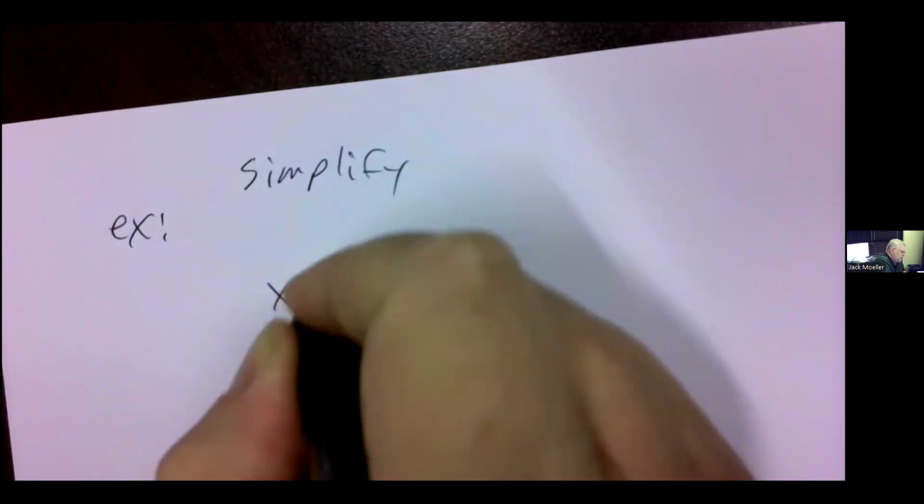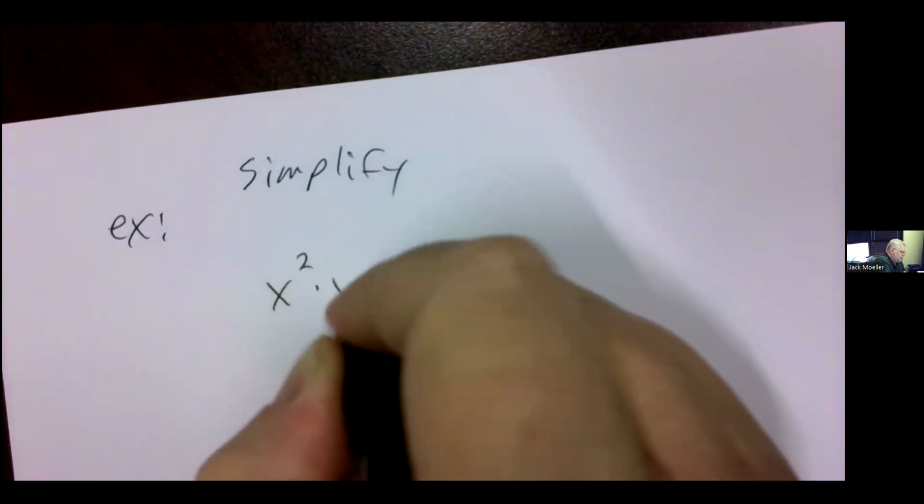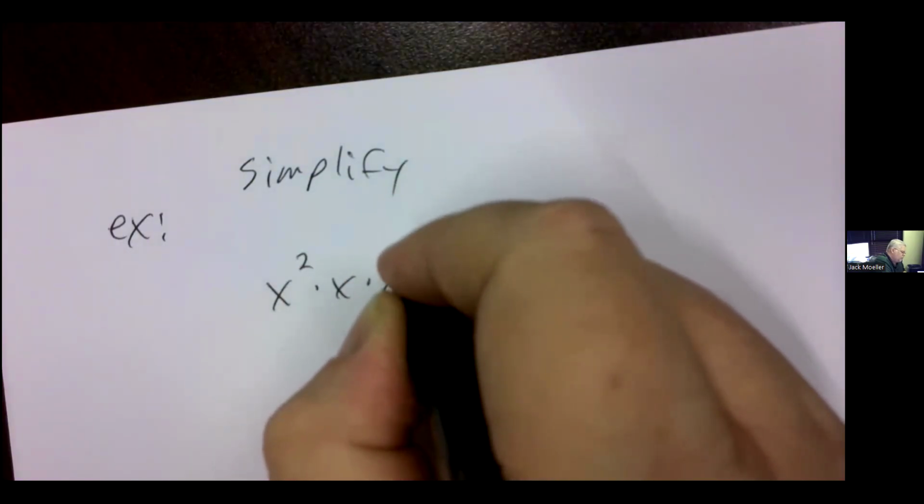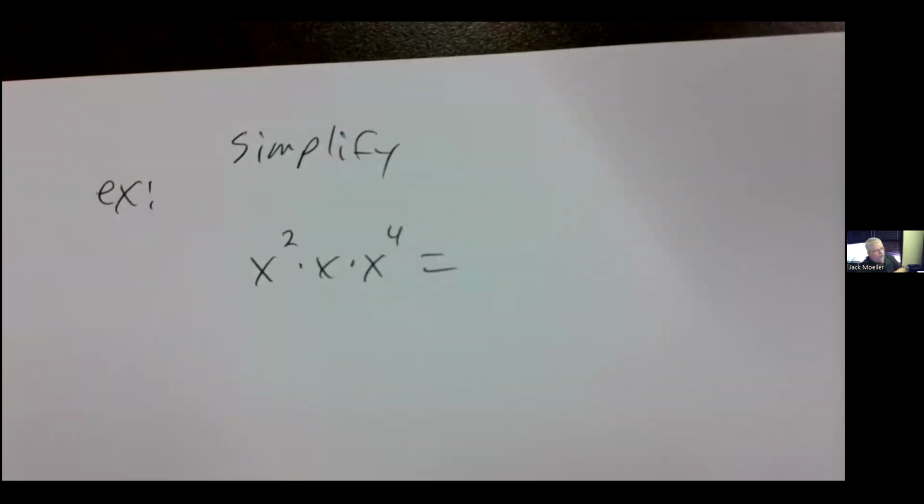All right, so this is where we're missing some examples. So I'm going to go off script. What if we're simplifying x to the second times x to the fourth? What is that?